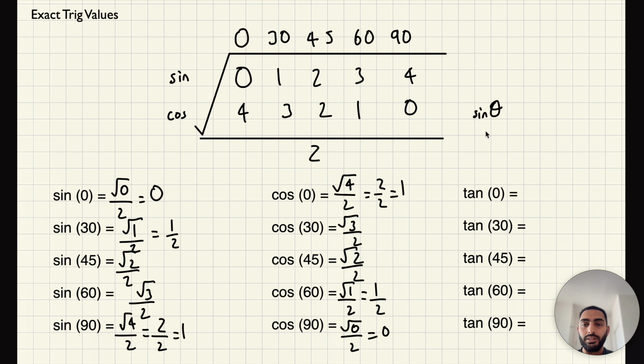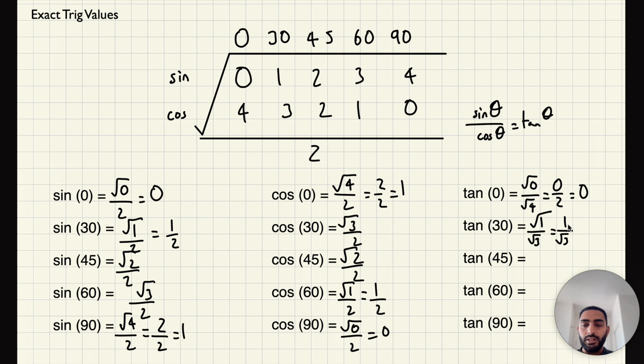For tan of 0, I'm going to look at sine of 0, which is root 0, divided by root 4. So that's cos of 0. Root 0 is 0, and root 4 is 2, and 0 divided by 2 is 0. So tan of 0 is 0. For tan of 30, I'm going to do root 1 divided by root 3. So root 1 divided by root 3. Root 1 is 1, and you can't simplify root 3.